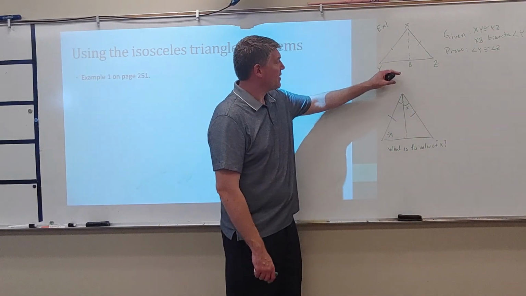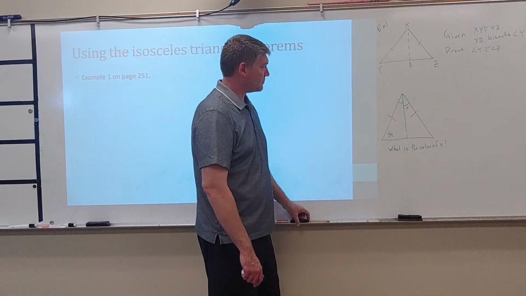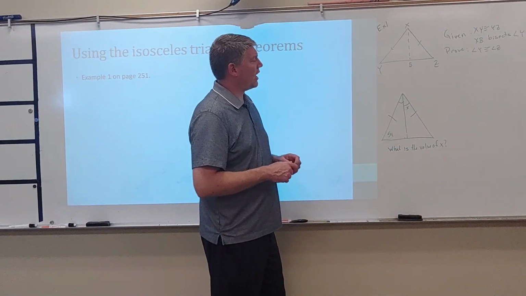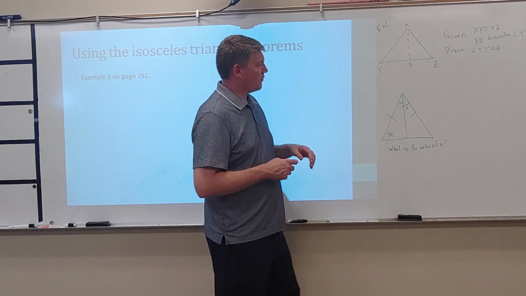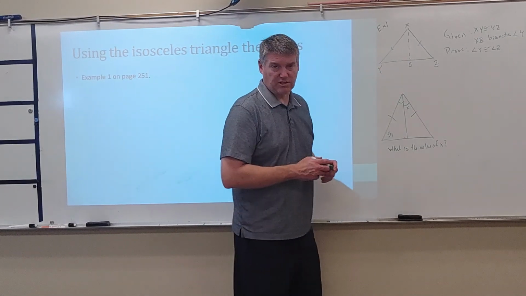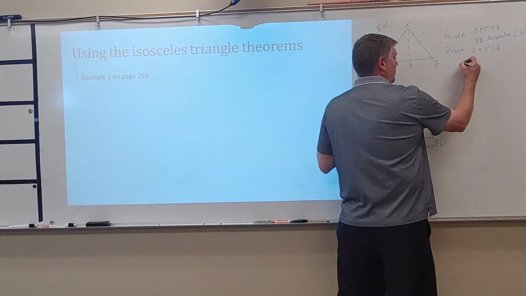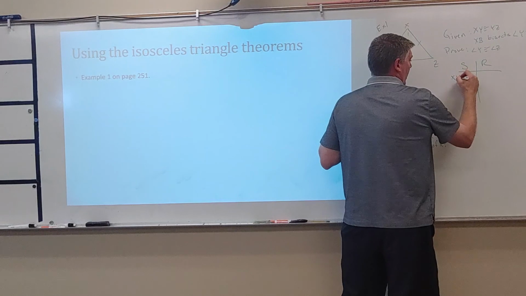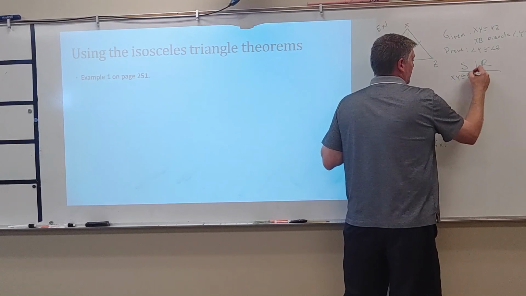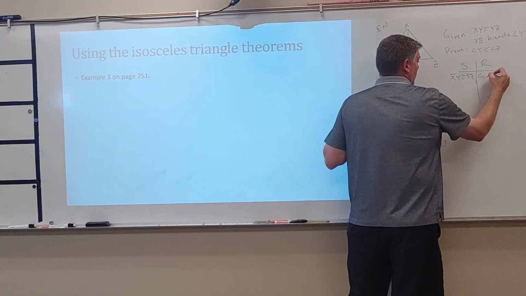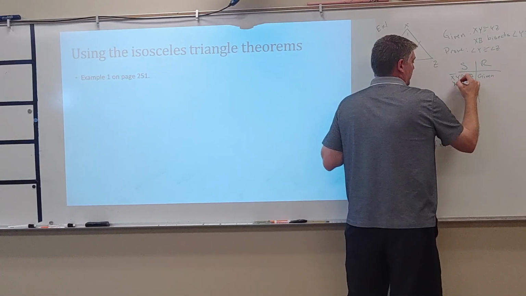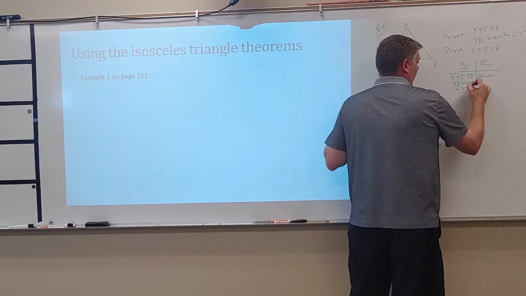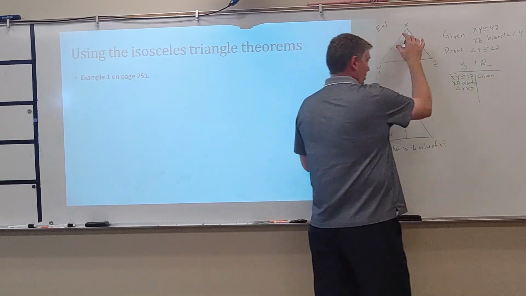So here we have our first example. Okay, so we have an isosceles triangle here. We need to prove that angle Y is congruent to angle Z. So the first thing I'm going to do, statement, reason. So XY is congruent to YZ, given. Okay, and XB bisects angle YXZ. So that's also given. So all that's given.